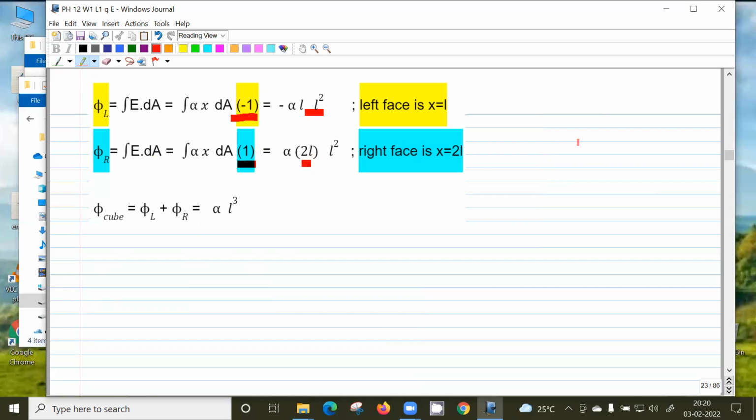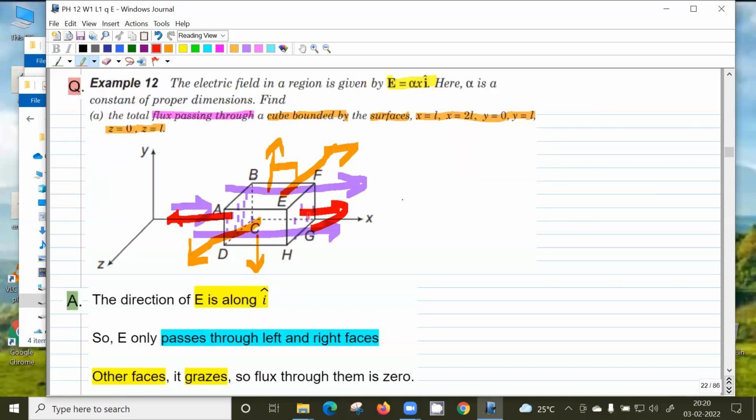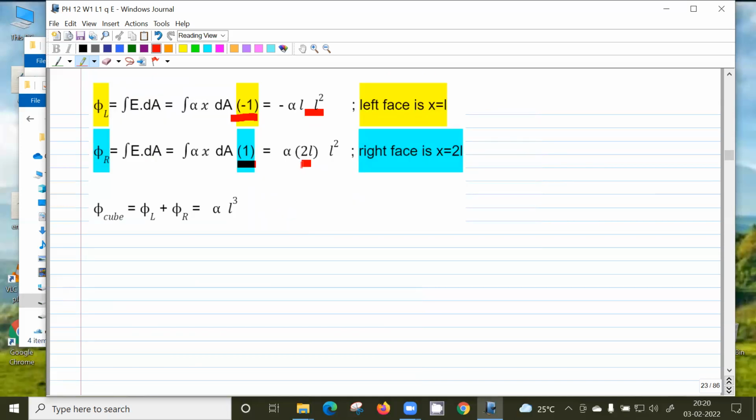Area value changes for the right face. It is not L square, no? No, it's a cuboid. It's a cube, no? Area is still the same. No, that x value changes. No, L and 2L. This is the x value, 2L. X is a constant.